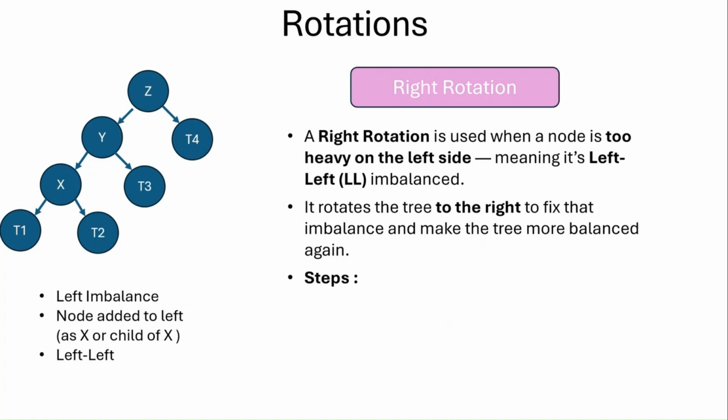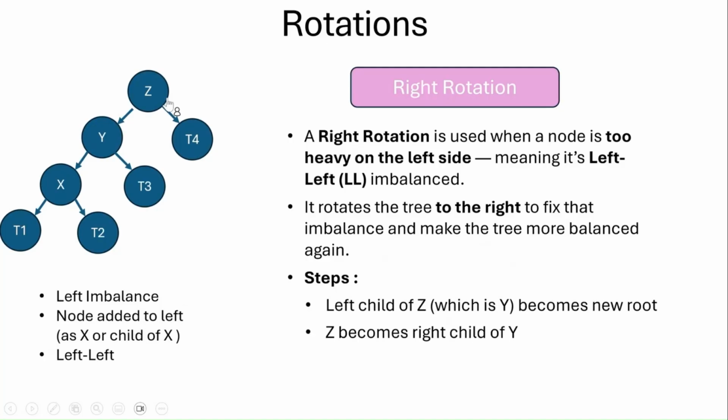Now the steps. What are the steps for right rotation? Now tell me one thing. When we rotate this tree onto the right side, it means that we need to bring Y here, right? So the first step is the left child of Z, which is Y, becomes the new root. Okay. And Z becomes the right child of Y.